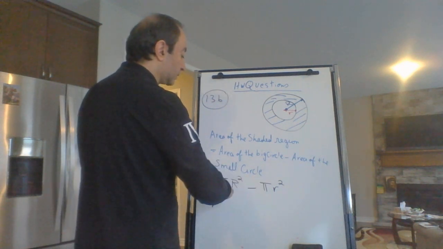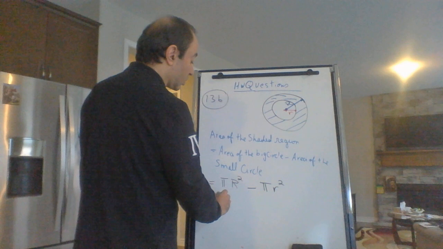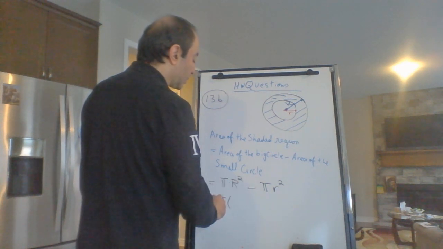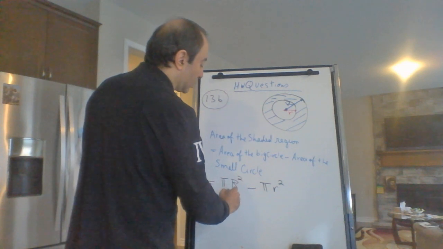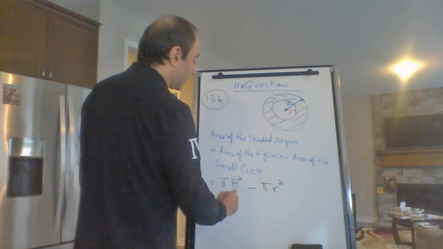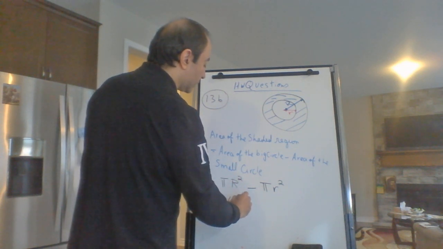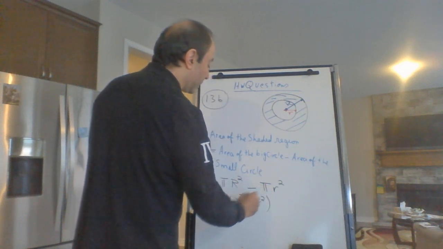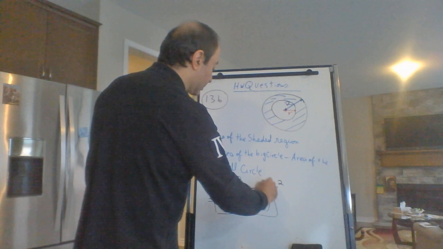I see that pi is repeating and it is common, so I will factor the pi out and I will divide each term by pi. So this divided by pi will leave capital R squared. This divided by pi will leave small r squared. And this is the answer we need.